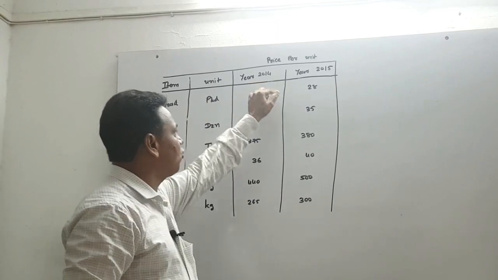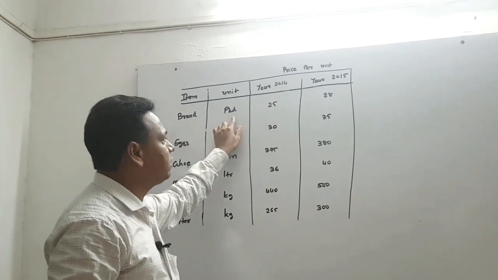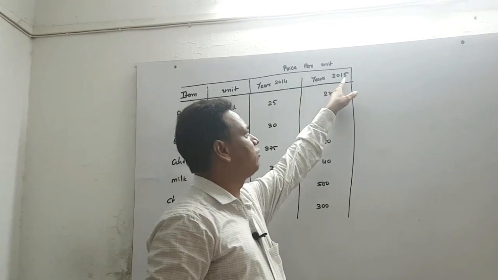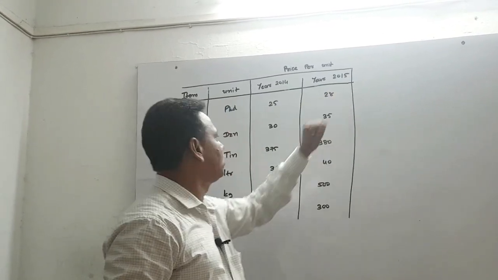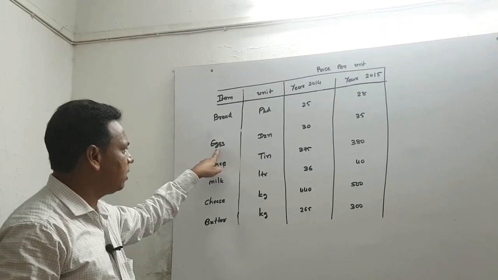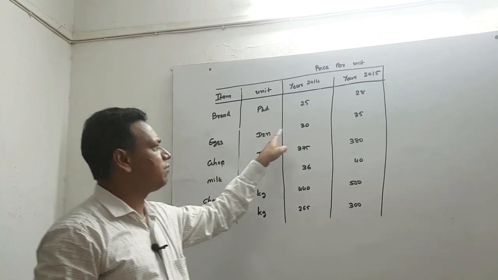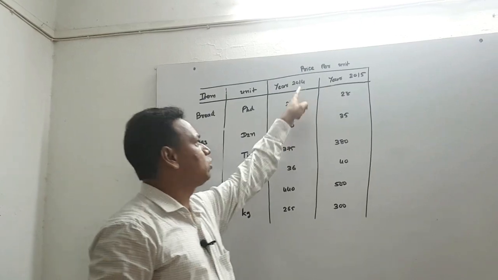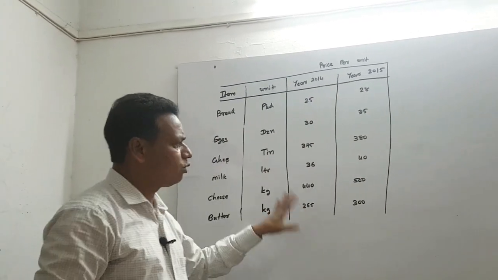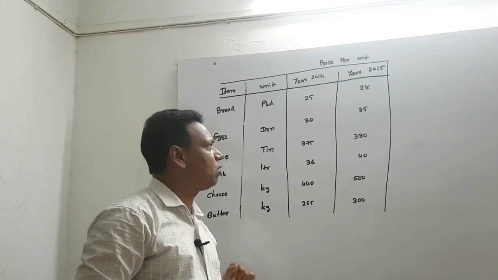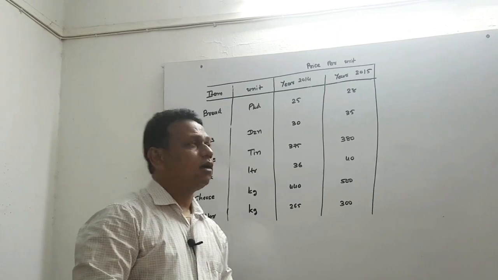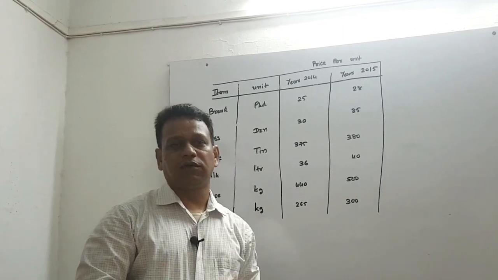The price of bread per packet in 2014 is 25 rupees. In 2015 it becomes 28 rupees. In the same way, they have given the price of eggs per dozen: 30 rupees in 2014 and 35 rupees in 2015. We have to understand the rest in the same way. So now, as per the given instruction, we have to find out the index number.